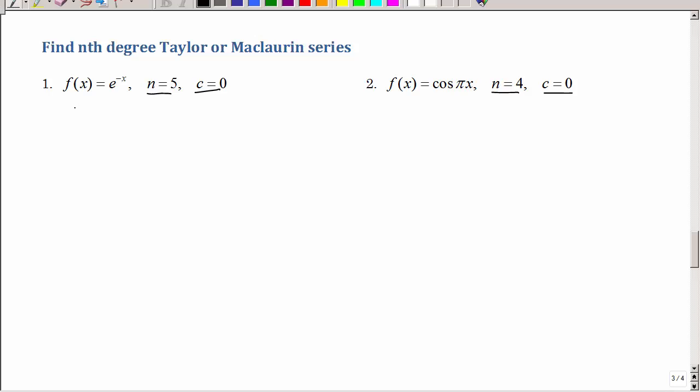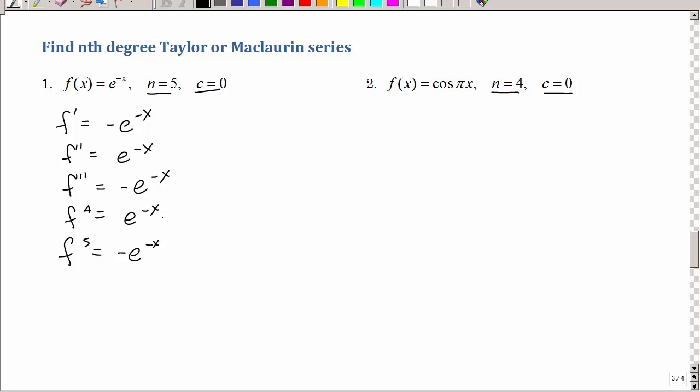So if n is 5, that means I need to find 5 derivatives. So the first derivative is going to be negative e to the negative x. That's pretty easy. Then I have to evaluate that derivative at c. So my function at 0, of course, is 1. And then the first derivative is going to be negative 1. The second derivative, positive 1, negative 1, positive 1, negative 1. I think you can see that pattern.